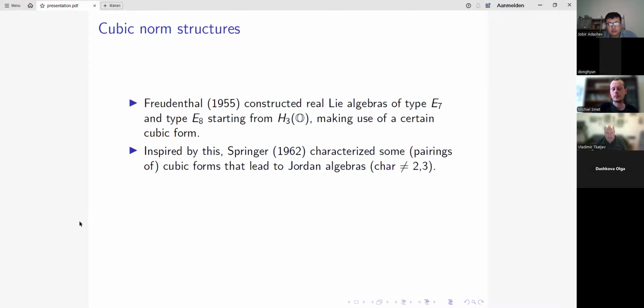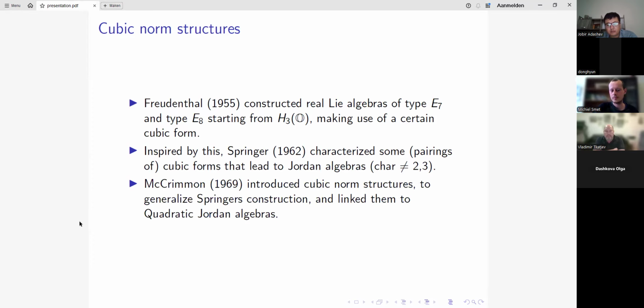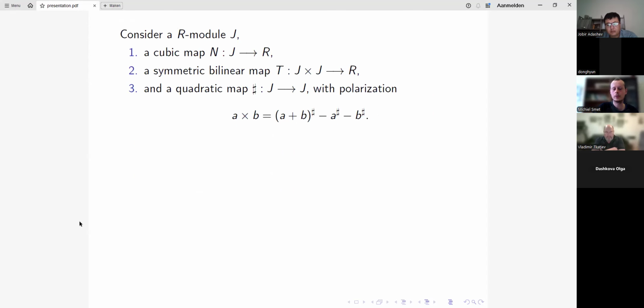Later, Springer characterized some pairings of cubic forms that lead to Jordan algebras. He did this over fields of characteristic different from 2 and 3. And this was inspired by what Freudenthal did with this cubic form. And ultimately, this led to McCrimmon defining cubic norm structures. And this is just a generalization of Springer's construction. And of course, here you should obtain a quadratic Jordan algebra. So now I will introduce these cubic norm structures.